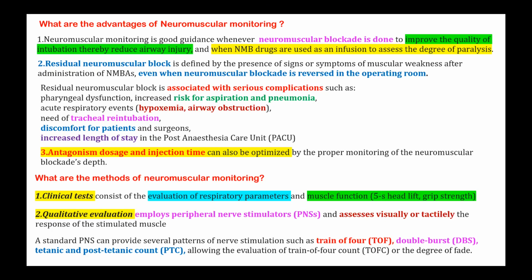And the standard method of stimulation, the most useful, is what is called the train of 4. Double burst and tetanic, all these things are for deep, very intense blockade where you are not able to get a response for this. Then you use these other methods of stimulation. Okay?